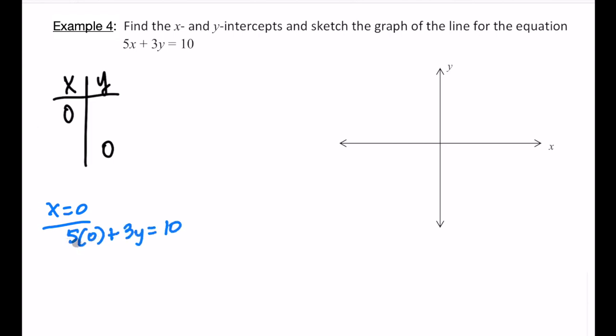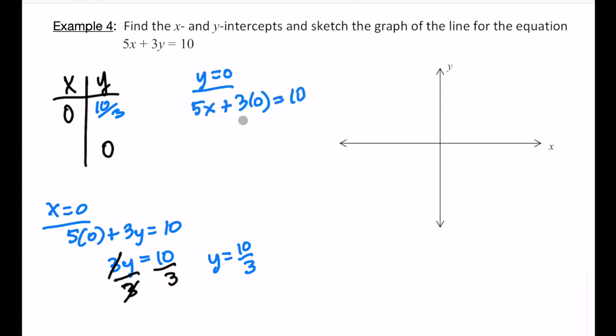5 times 0 is equal to 0, so we're just left with 3 times y is equal to 10. And now we divide both sides by 3 to isolate y. That leaves us with y is equal to 10 over 3, or 10/3. So we have the ordered pair x is equal to 0 and y is equal to 10/3. And that'll be a point on the y-axis, because we'll have x equal to 0 and y equal to 10/3, which is 3 1/3.